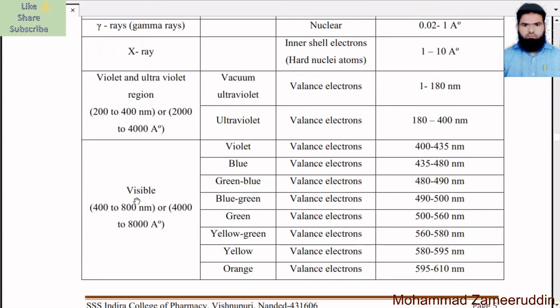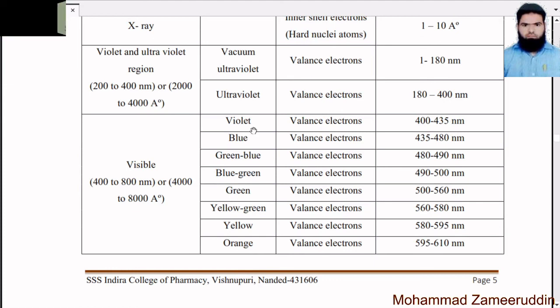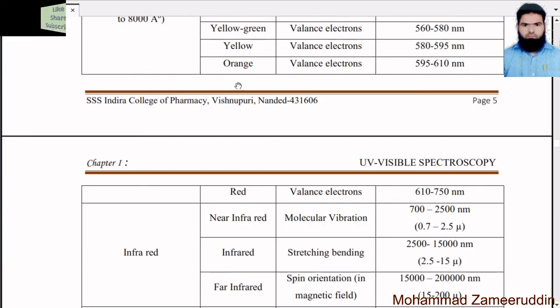Now visible light. Visible light is not harmful to the human body. It is again split into 7 colors, starting from violet, which ranges from 400 to 435 nanometer. Then blue, 435 to 480 nanometer. Then green, 480 to 490 nanometer. Then blue-green, green, yellow and orange. These are the different bands of the visible light. The last part of the visible light is the red color, with a range from 610 to 750 nanometer.